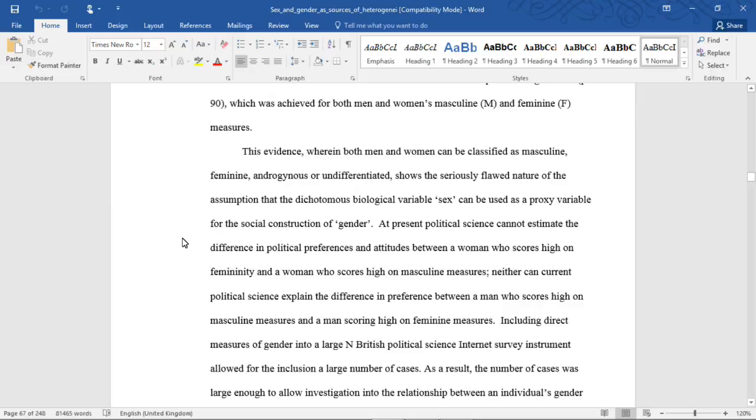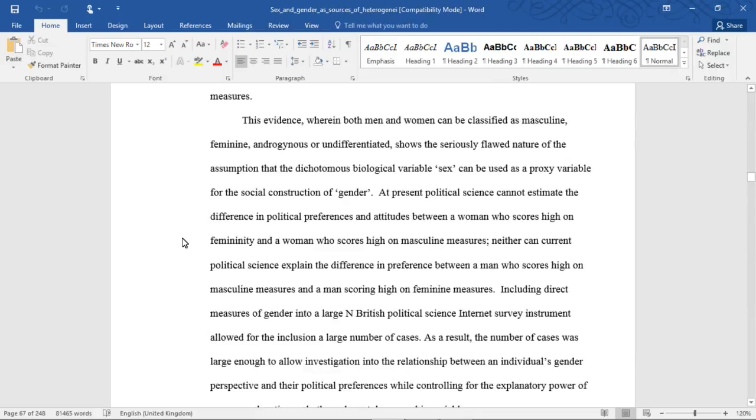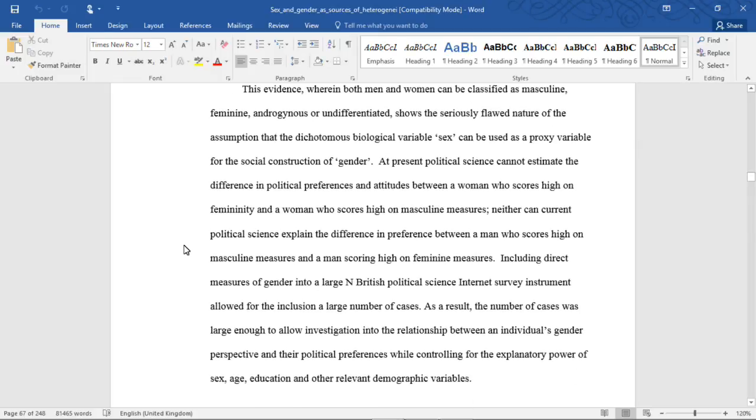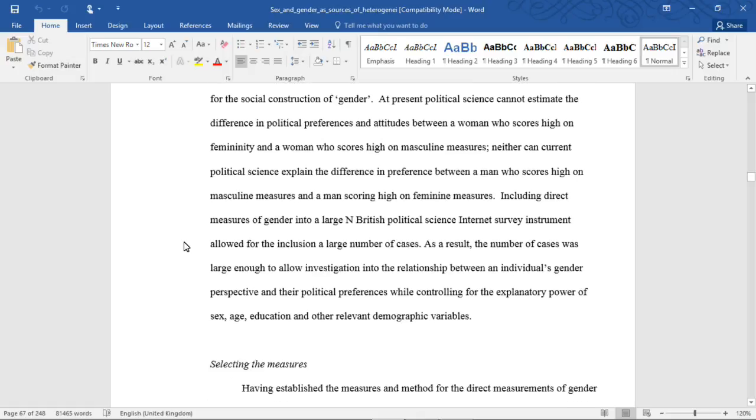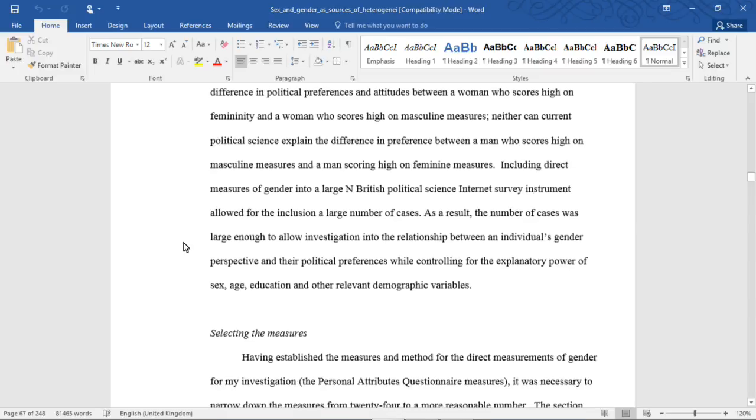This evidence, wherein both men and women can be classified as masculine, feminine, androgynous, or undifferentiated, shows the seriously flawed nature of the assumption that the dichotomous biological variable sex can be used as a proxy variable for the social construction of gender. At present, political science cannot estimate the difference in political preferences and attitudes between a woman who scores high on femininity and a woman who scores high on masculine measures. Neither can current political science explain the difference in preferences between a man who scores high on masculine measures and a man scoring high on feminine measures.